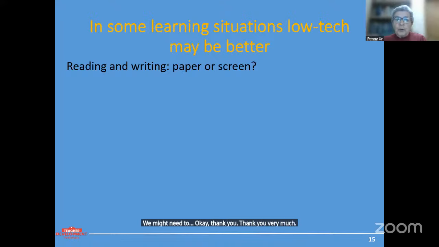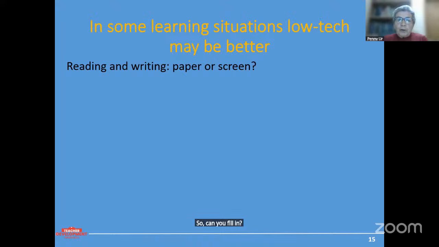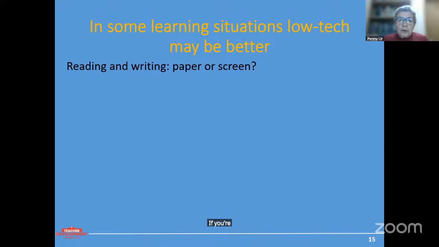Okay, there's only 2 questions here. So can you fill in? When reading for pleasure, do you prefer reading from paper or from a screen? If you're reading for information, do you prefer paper or a screen? Thank you for filling that in. That's great.